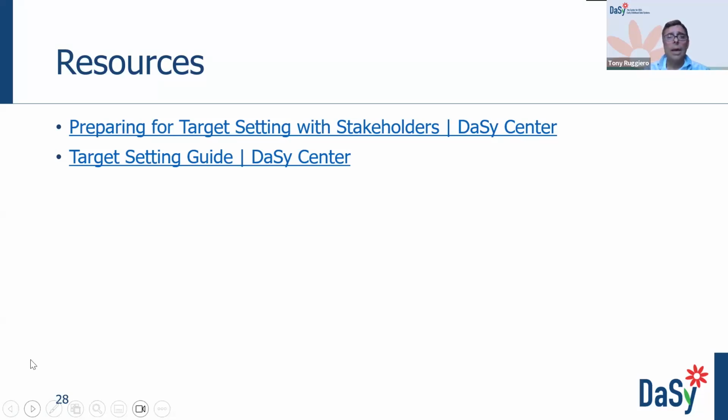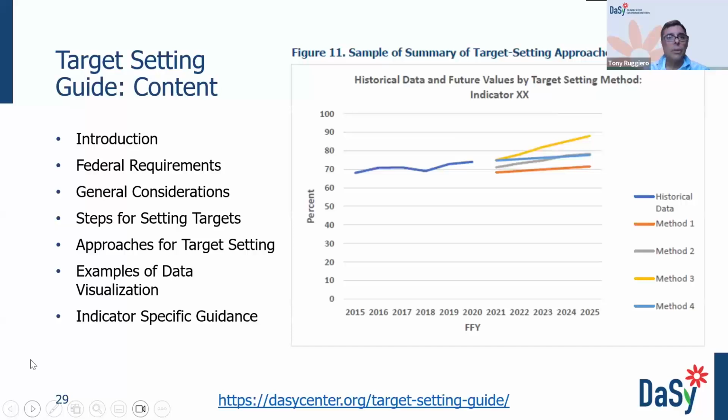And on our next slide, we have an example of what is in the target setting guide. This is out of the approaches section, the analytic approaches section in the target setting guide. So we just want to let you know when we're planning and we're deciding on the analysis or an analytic approach, we don't have to just select one at the beginning. We could take a look at multiple approaches to see which one is the best fit for your state, and then we would work from there.